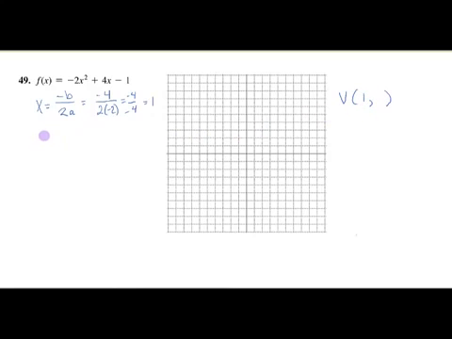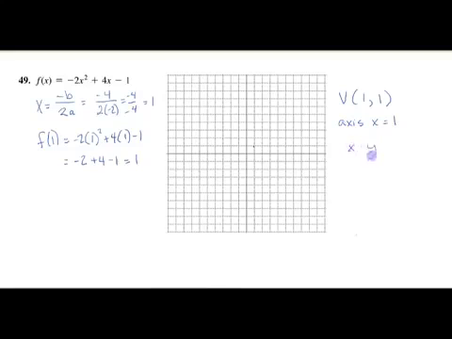I'm going to plug that back in to find the y part. So negative 2 times 1 squared plus 4 times 1 minus 1 is 1 squared is 1 times negative 2 is negative 2 plus 4 minus 1. So I've got a 2 minus 1 is 1. My vertex is that 1, 1. And of course the axis of symmetry is going to be x equals the x part of the vertex.